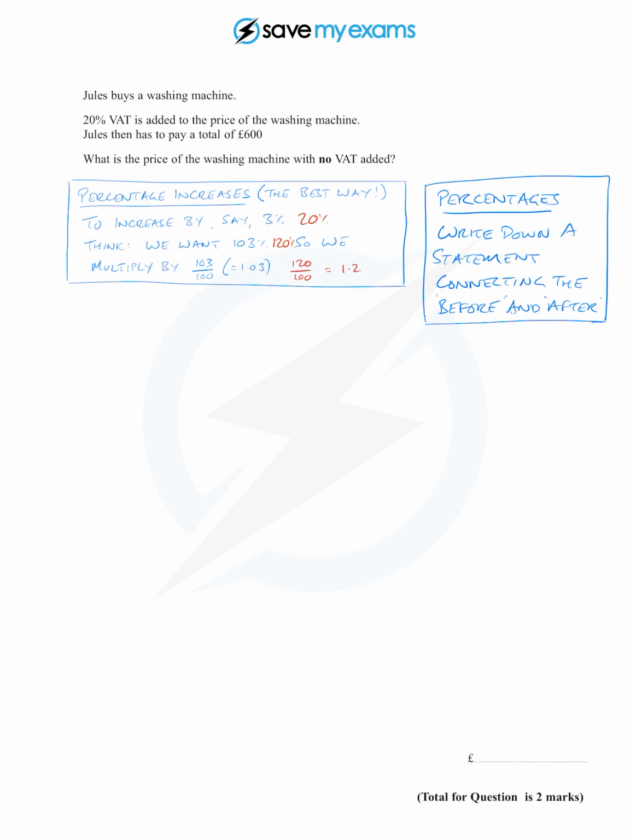But how do we do these questions where we want the price before something happens? Well, I would always recommend writing down a statement connecting the before and the after. Okay, so here we go. Our statement is that the price after VAT has been added, in other words, the price with VAT, is 20% more than the price without VAT.